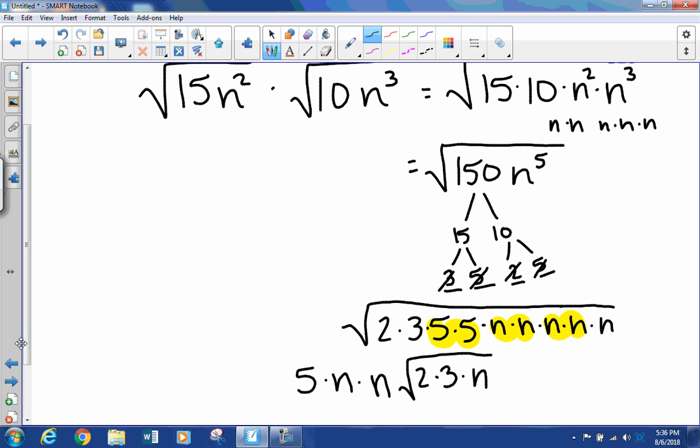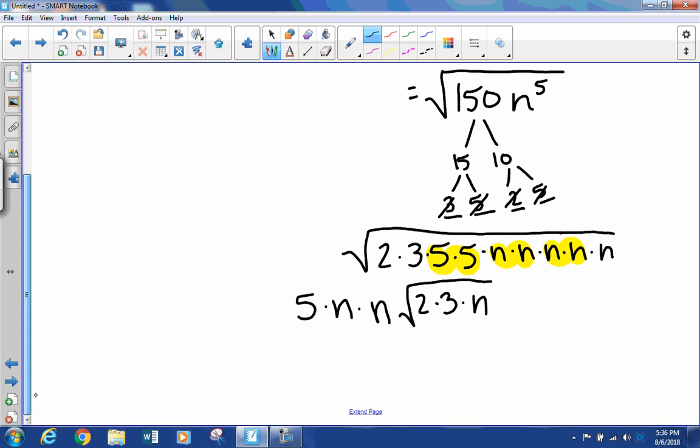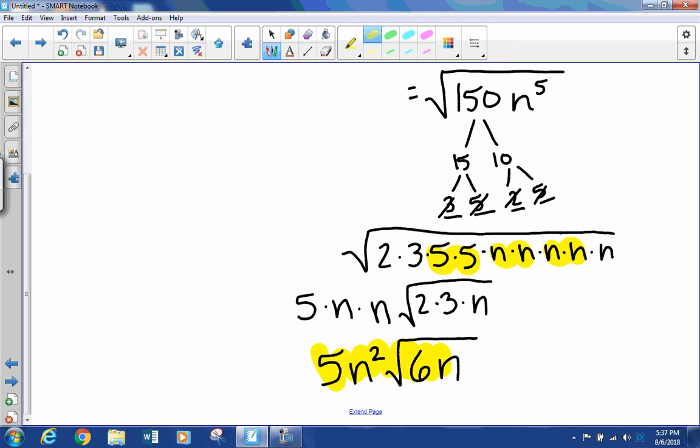To get my final simplified answer here, I'm going to simplify the way that I have the outside part written. Instead of 5 times n times n, I can write this as 5n to the second power times the square root of, instead of 2 times 3 times n, I say 6n. And this would be my simplified answer for the original multiplication problem that we were given up here.